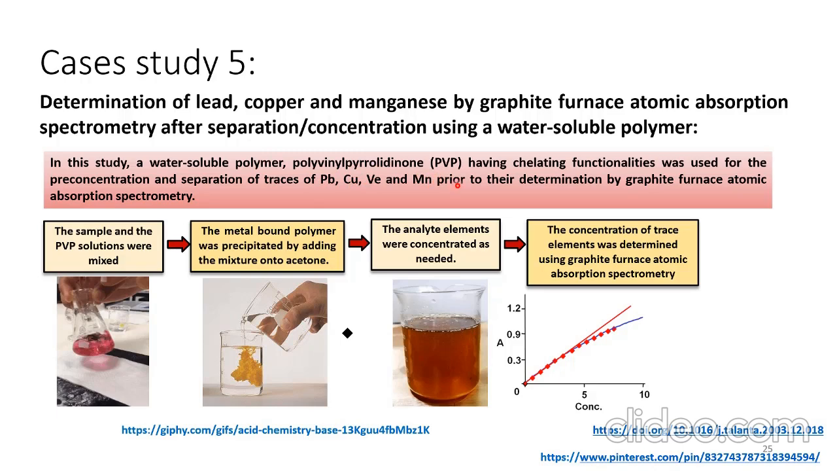So these have been added prior to the determination, and then checked whether it is detecting or not. The sample and the PVQ solution were mixed and the color was changing. The metal bound polymer was precipitated by adding the mixture into acetone. Then the analyte elements were concentrated as needed. And then the concentration of trace elements was determined using graphite furnace atomic absorption experiments.